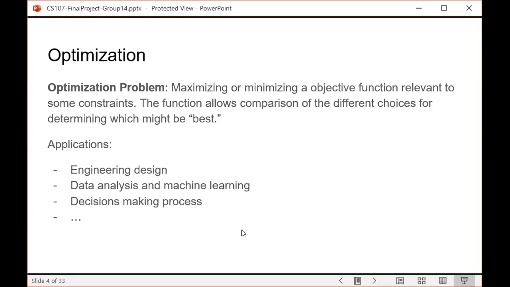Much of data analysis and machine learning is also based on optimization, because the essence of them is to extract some model parameters from data while also minimizing some error measures. Also, optimization techniques can be applied to decision-making processes and so on.